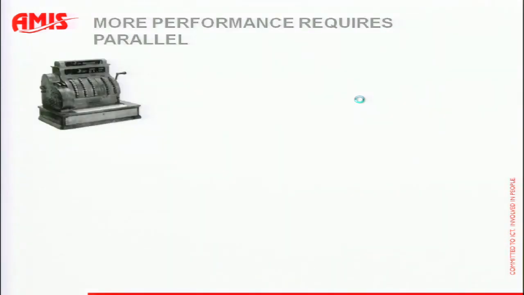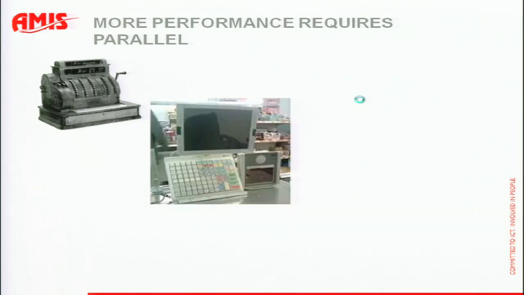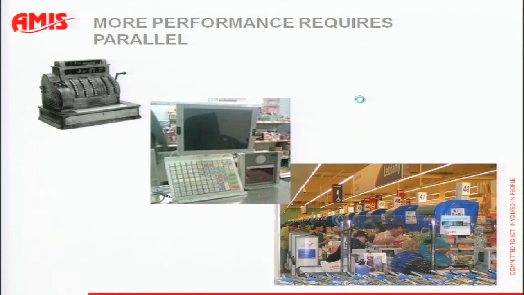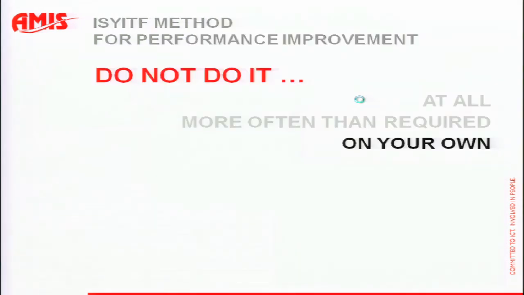Let's go to a different example. We have a very old till, and there's the more electronic format, but if our supermarket really wants to process large numbers of customers, we have to go parallel. It works in real life, and the same applies to our application systems. So, if you have to do it at all, that's too bad. Don't do it more often than required, and if you're going to do it, don't do it on your own, if there's opportunity to parallelize.